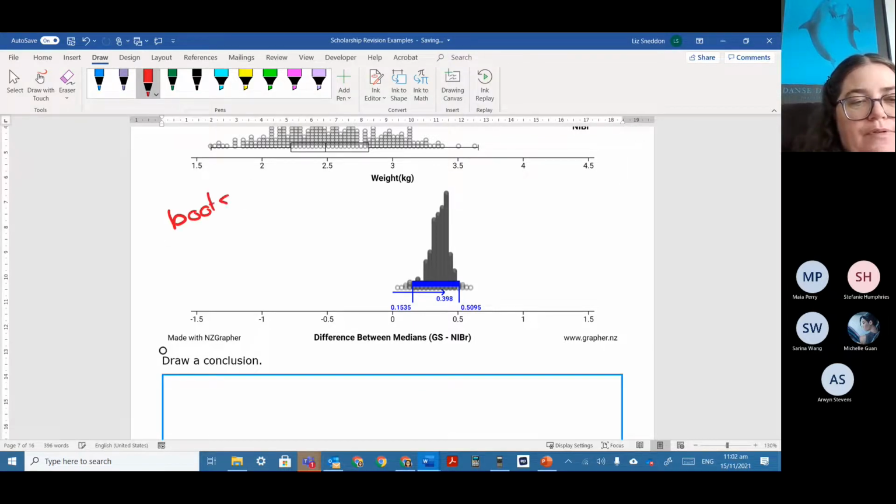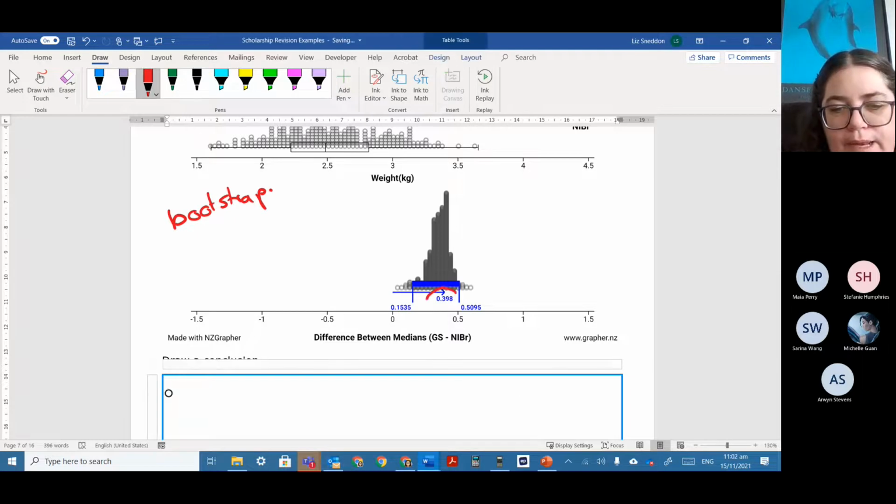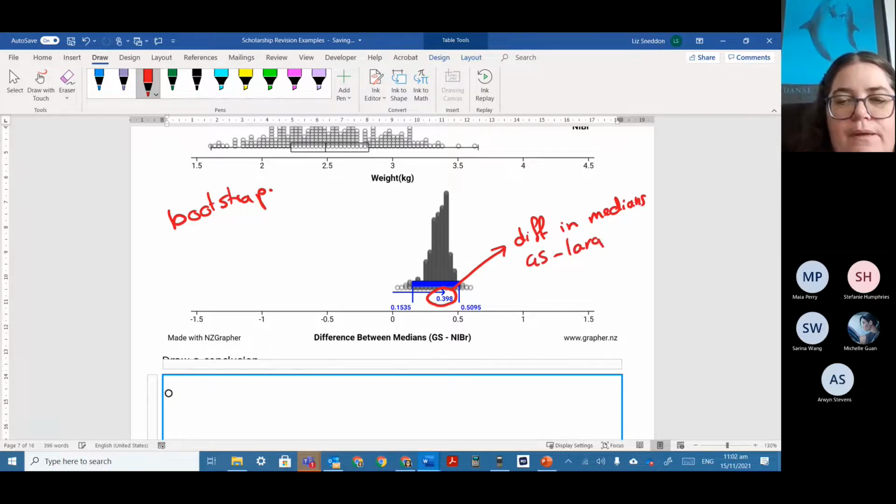So this is our bootstrap. And what we notice is on that arrow there, it's got that value of 0.398. So that is the difference in the medians. And that was when our Great Spotted is larger by 0.398 kg. So that's where that number comes from. So that difference is the difference in our sample.